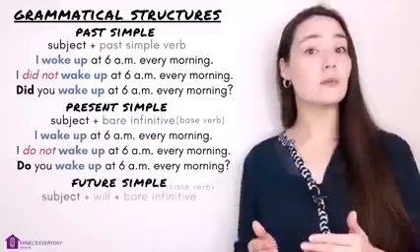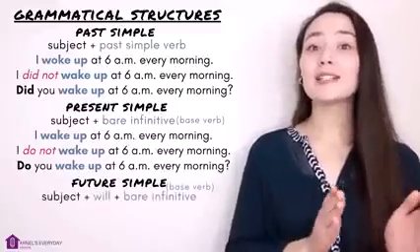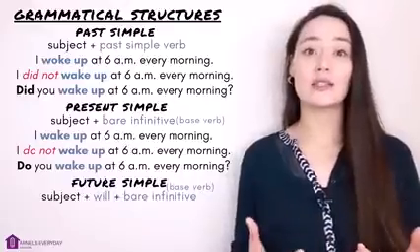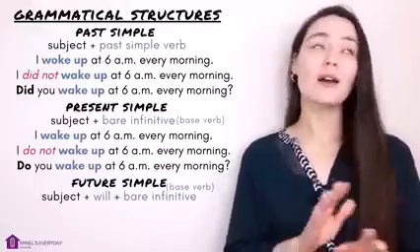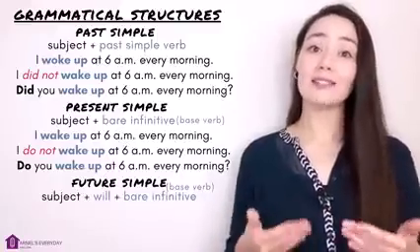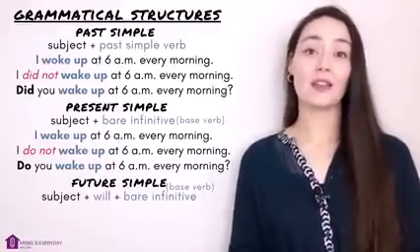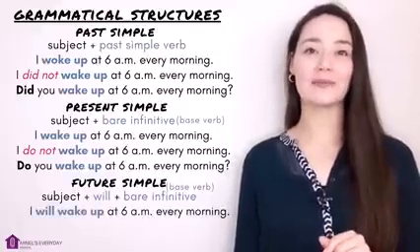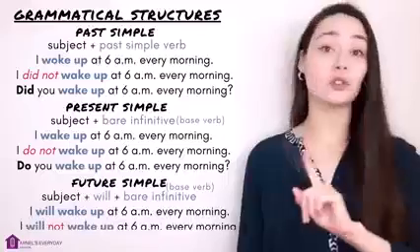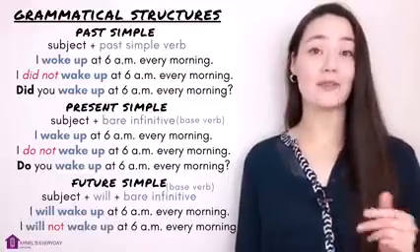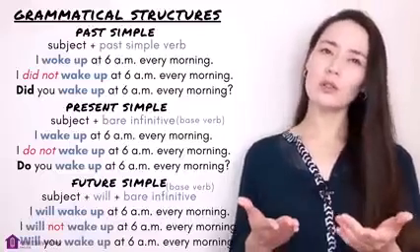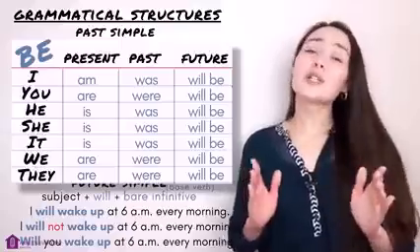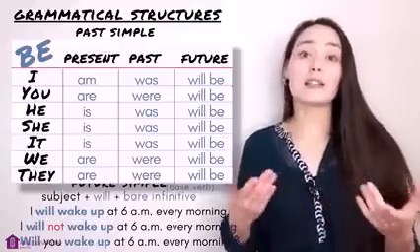Future: subject, will plus base verb. We already looked at the base verb. The good news is we use will plus base verb with all subjects. That makes things easy. I will wake up at 6 a.m. every morning. I will not wake up at 6 a.m. every morning. Will you? Will you wake up at 6 a.m. every morning? And it's really important to remember, be is an exception.